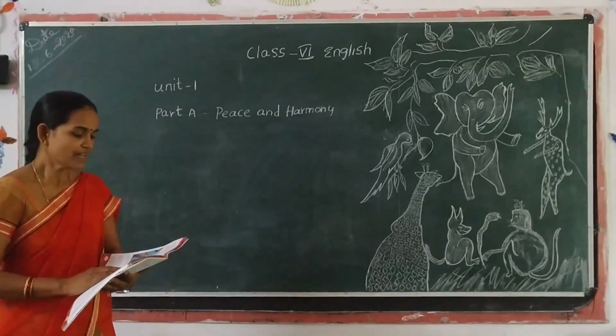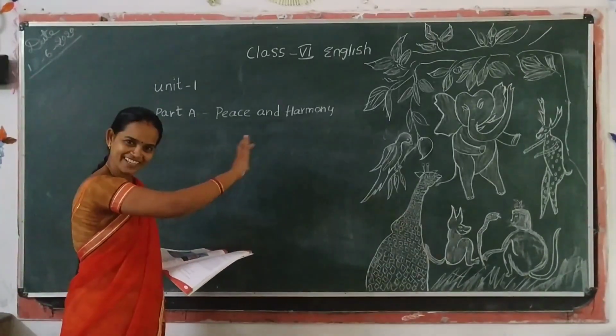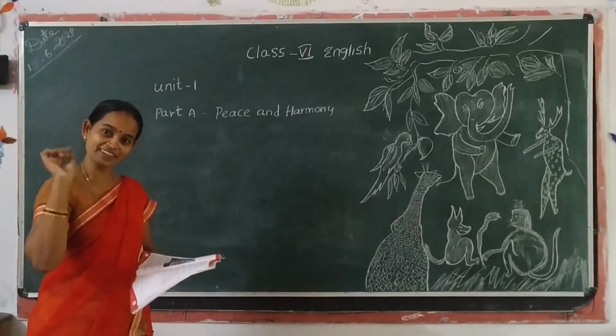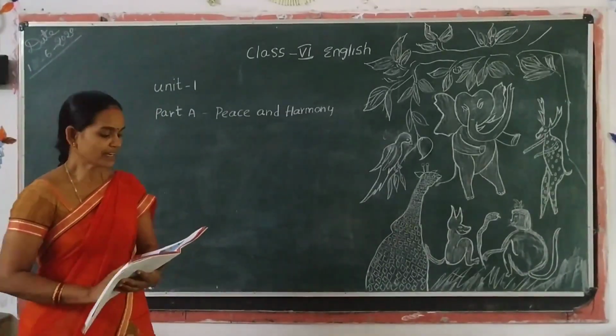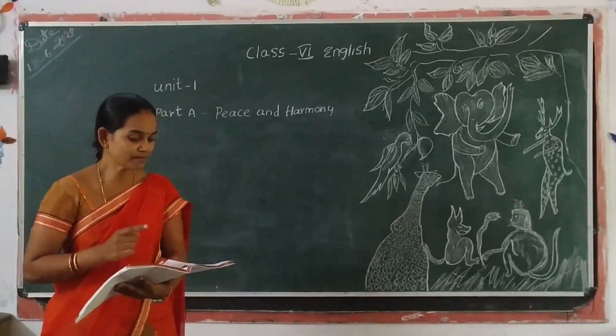The elephant and the deer danced. See here, the elephant and the deer dancing already. Yeah, they used to dance every weekend like that. The mynas and the parrot sang. Who used to sing the songs? The parrot and the mynas.